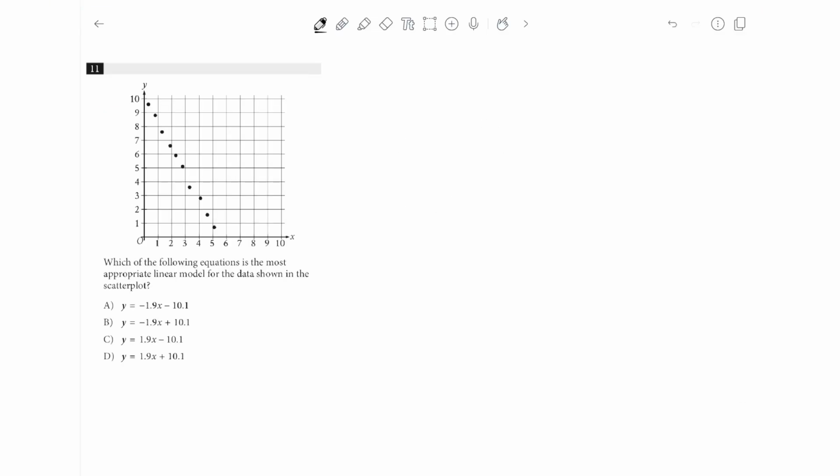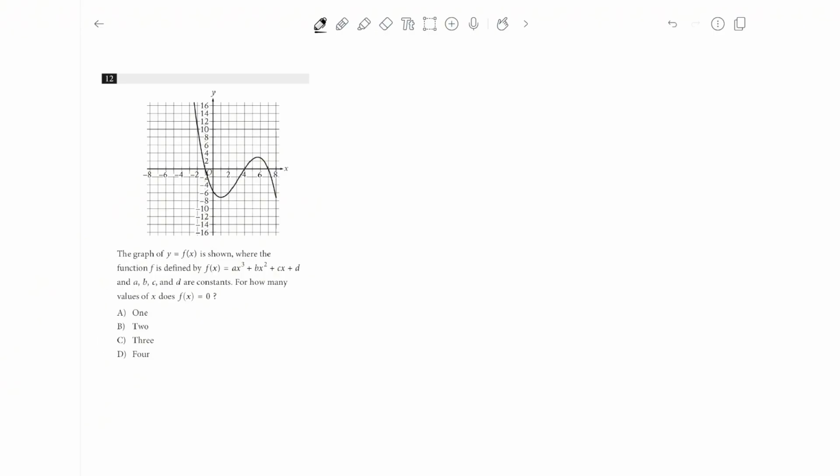Question number 11. Which of the following equations is most appropriate linear model for the data shown in the scatter plot? So the easiest way to find an equation is to look for the intercept and approximately the slope. The values are all the same here, except some are positive and some are negative. So we know that our y-intercept is somewhere around 10.1, but it's going to be positive, so we can already eliminate A and C. And now our slope is going down here, so we know our slope is negative, so that only leaves answer choice B.